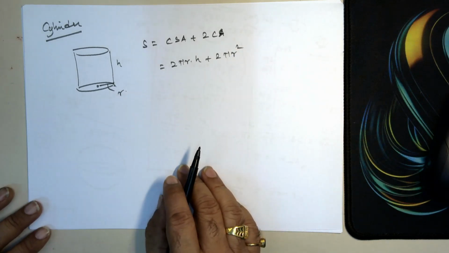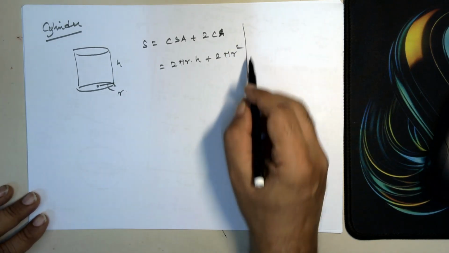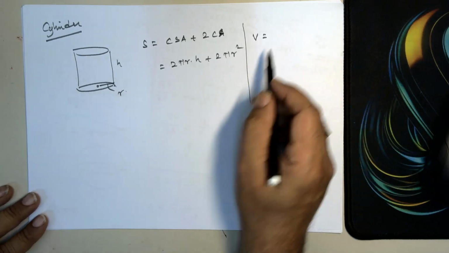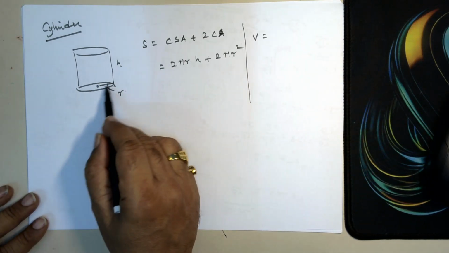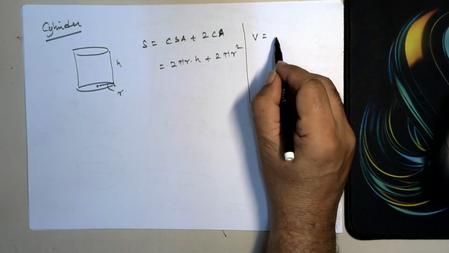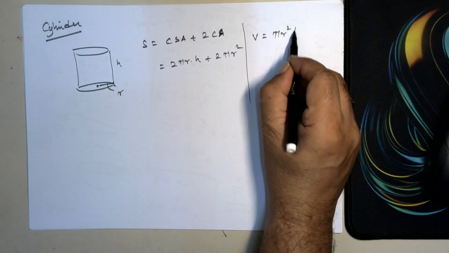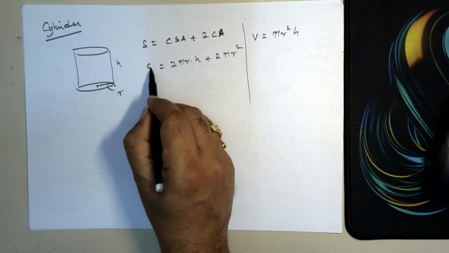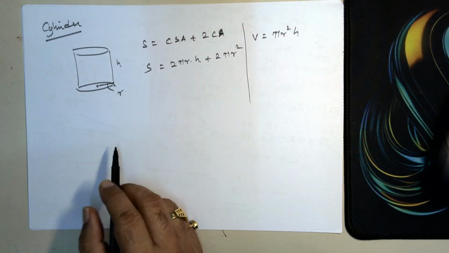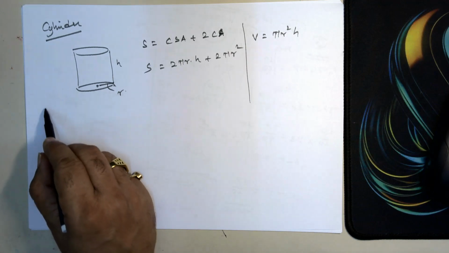Now what about volume? Volume is the area of cross section, or the base area, into the height. So pi r squared into h. Now this is S. Now let us proceed to the problem.